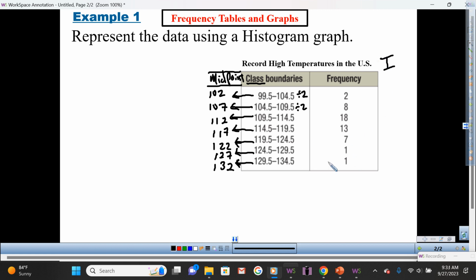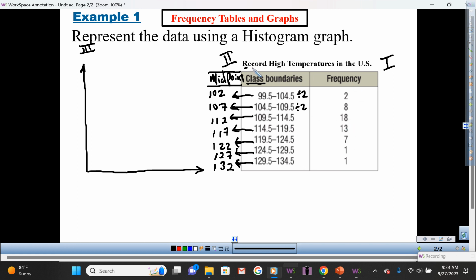So, step one, make a frequency table. Step two, find the midpoint of each class. So far so good, yes? All right. Now that we have our data set, now we start with our graph. That's step three. Step three, we set up our y-axis and our x-axis. So, for our y-axis, we have our frequency, and it goes all the way from 1 all the way to 18.